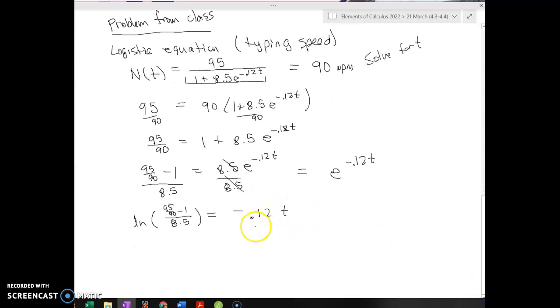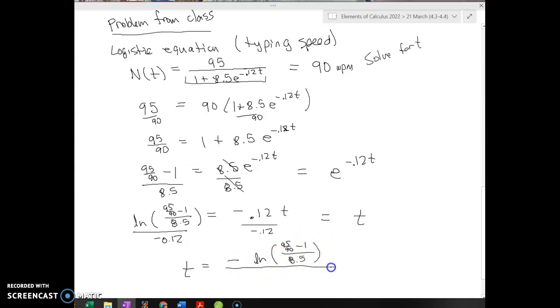And now we just have to divide by negative 0.12. And on the right-hand side we get t. So that means that t is, we can pull out the negative, the natural log of 95 over 90 minus 1, then you divide all that by 8.5. And the whole thing is divided by 0.12.